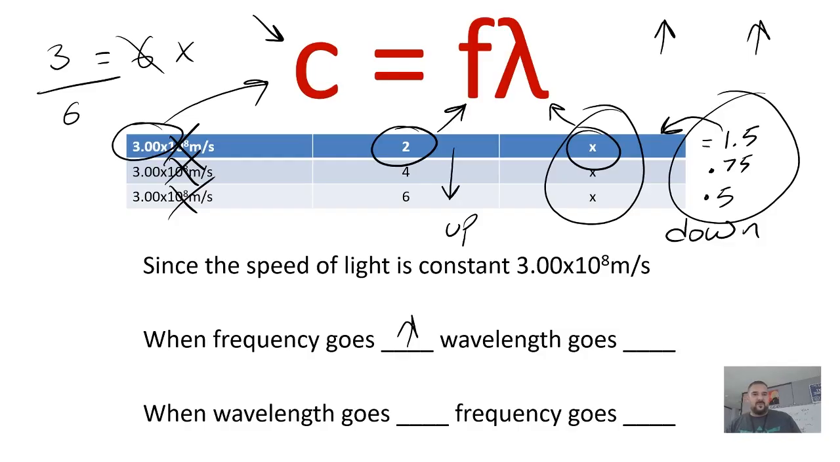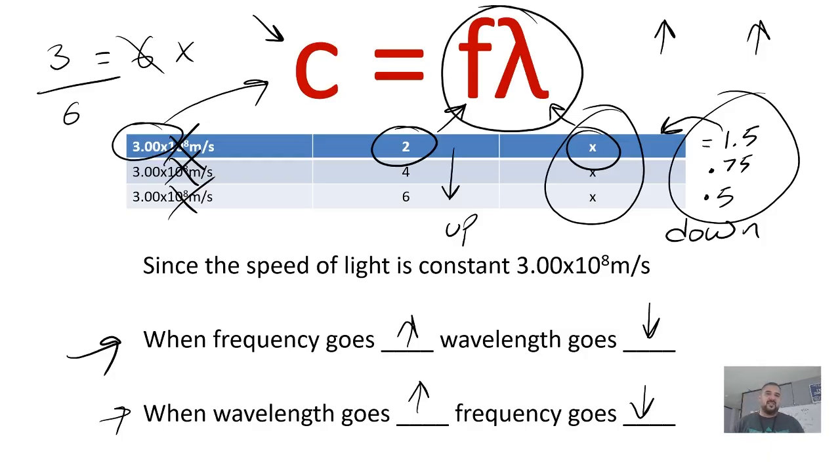Okay, so when frequency goes up, what does wavelength do? It goes down. When wavelength goes up, what does frequency do? It goes down. So an inverse relationship, just keep that in mind. So when they're on the same side of the equal sign and you have a constant on the other side, then it's going to be an inverse relationship.